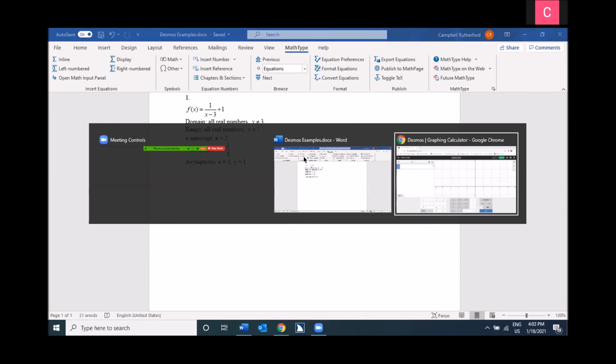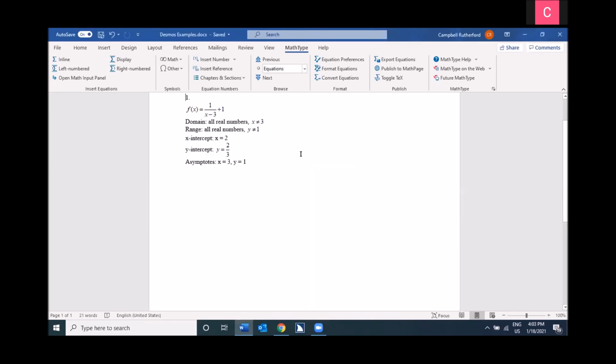Task switching. Desmos vertical bar graph. Desmos examples dot docs dash word. Edit. Okay, let me make sure I'm at the top of my file.